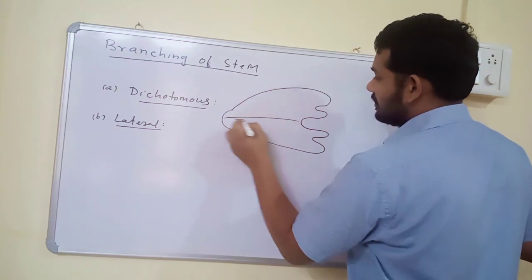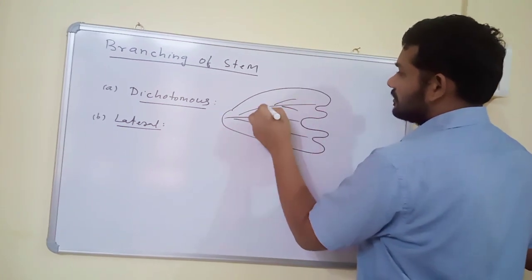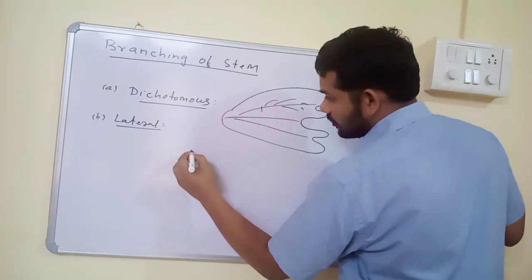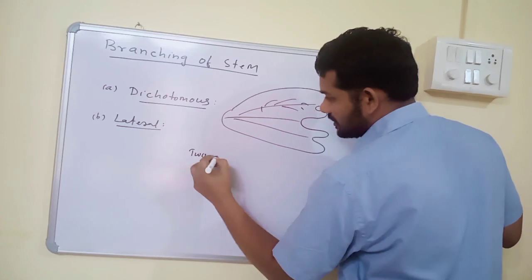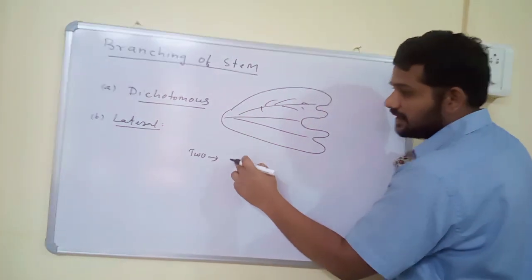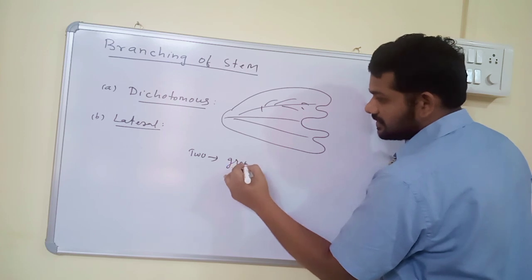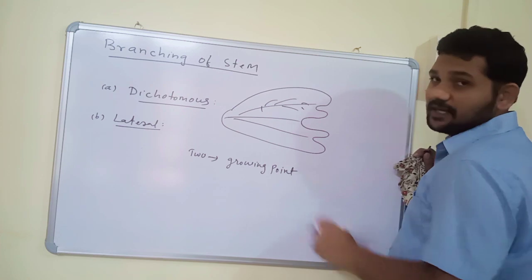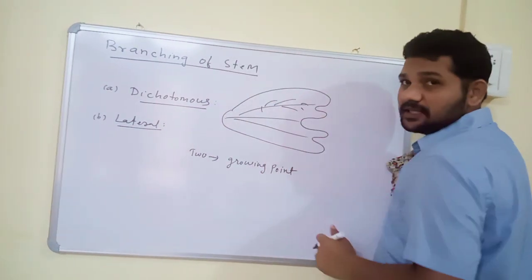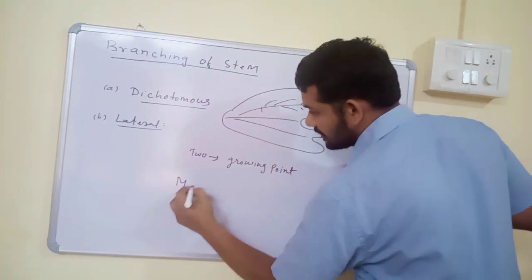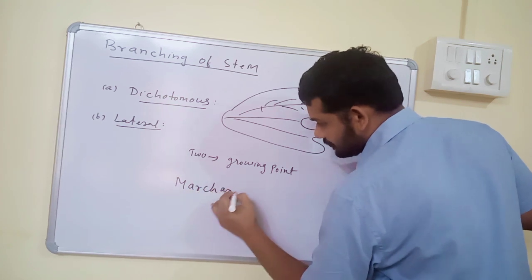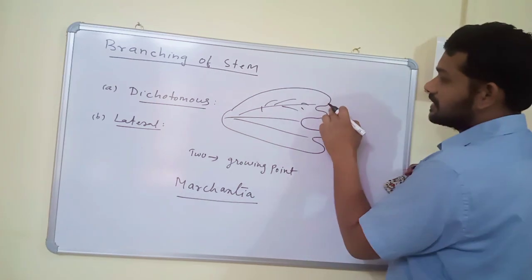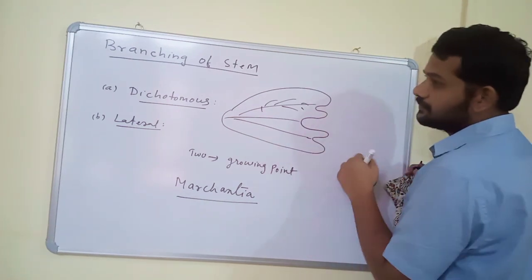So that's why at the growing point, the main stem has disappeared. Here in dichotomous branching, the growing point is divided into two parts. Therefore, the main stem disappeared at the growing point. And usually dichotomous branching appears in lower plants like Marchantia. Marchantia is one of the bryophytes, and in bryophytes we can find this kind of branching.